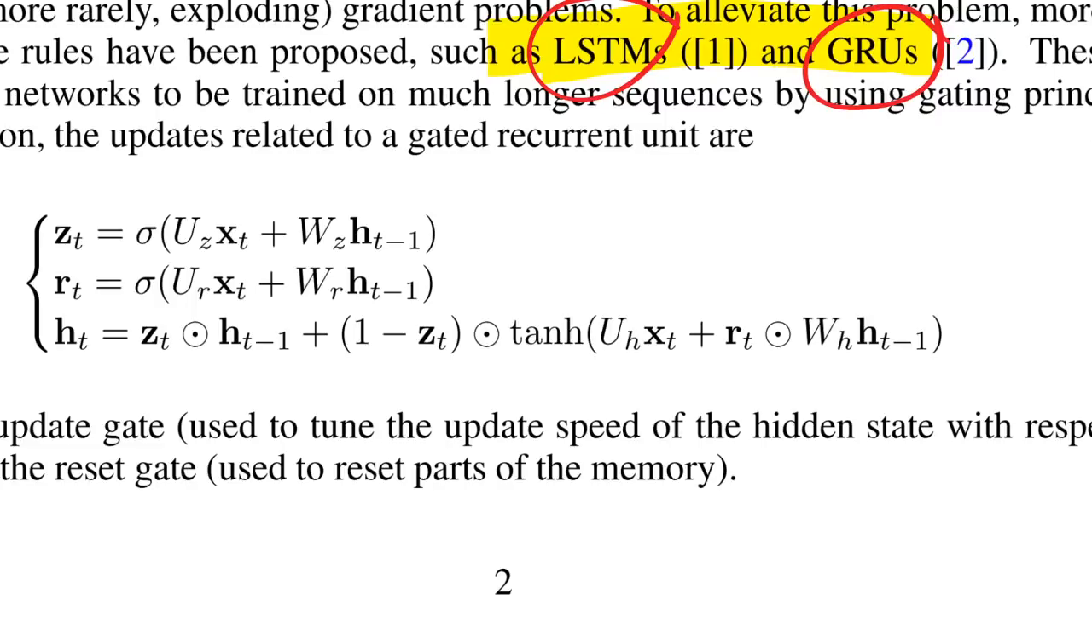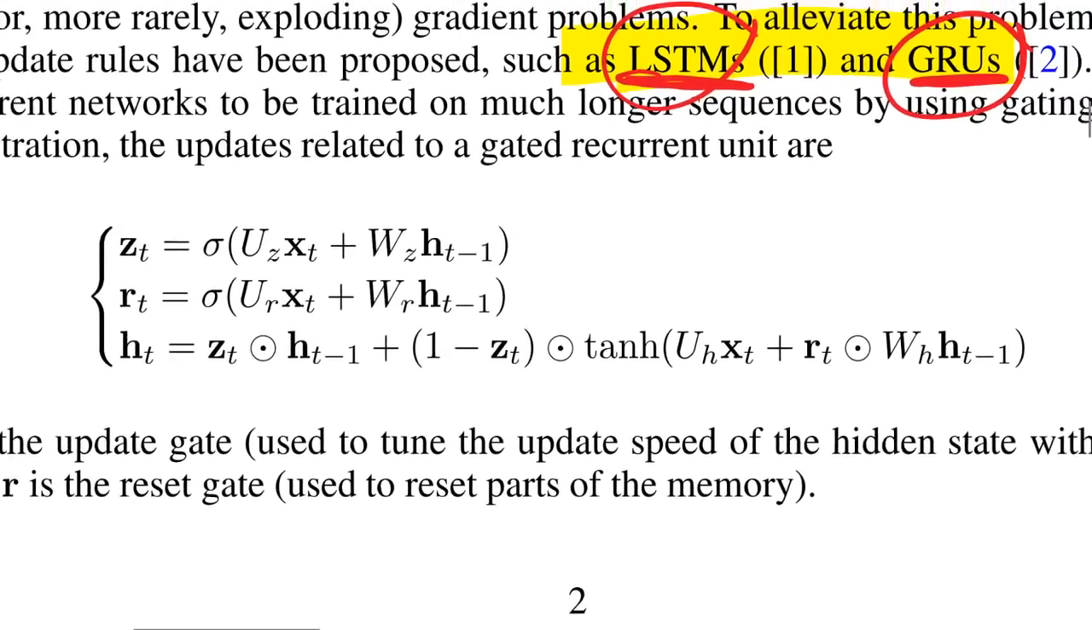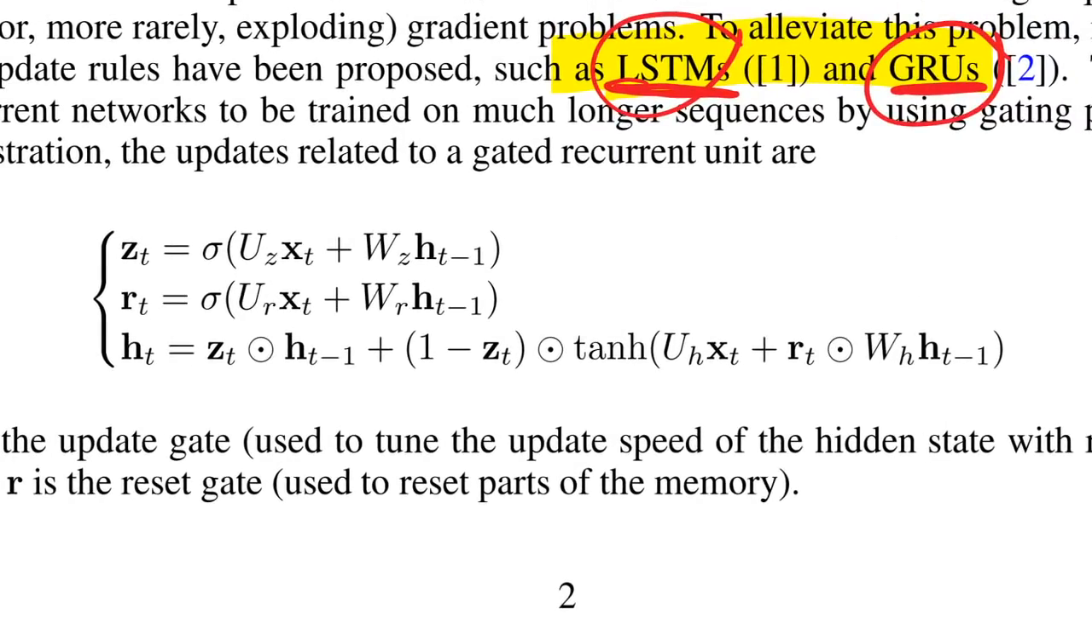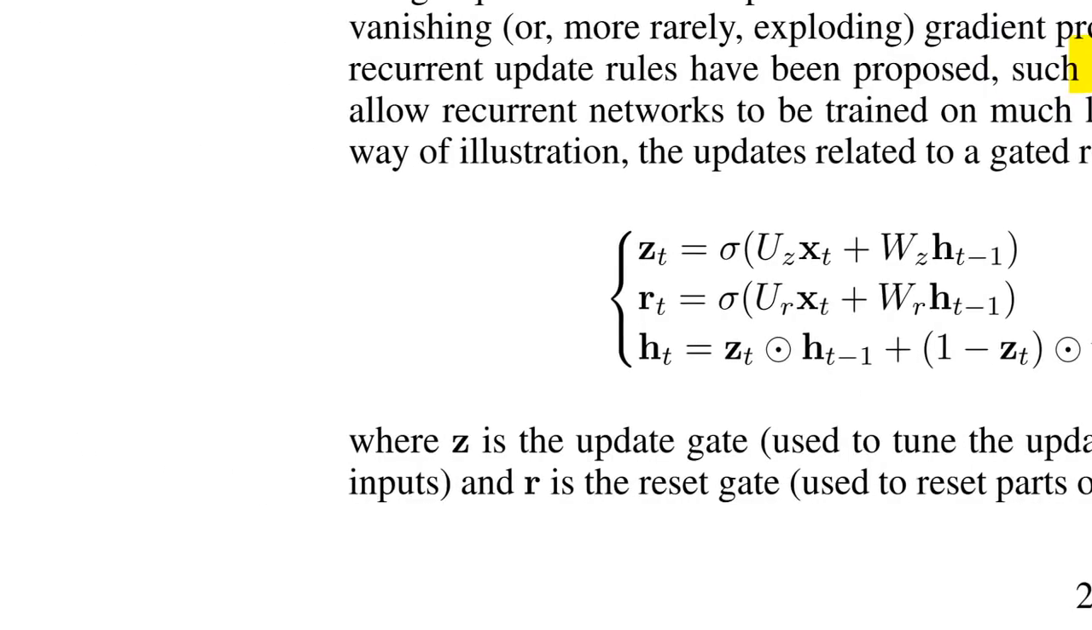In this paper, they mainly look at the GRU, the gated recurrent unit, which is a simpler version of the LSTM. The LSTM is slightly more complex, but the principles are the same. So they look at the GRU right here. What does the GRU do? These are the formulas for the GRU, and we're going to try to deconstruct these formulas.